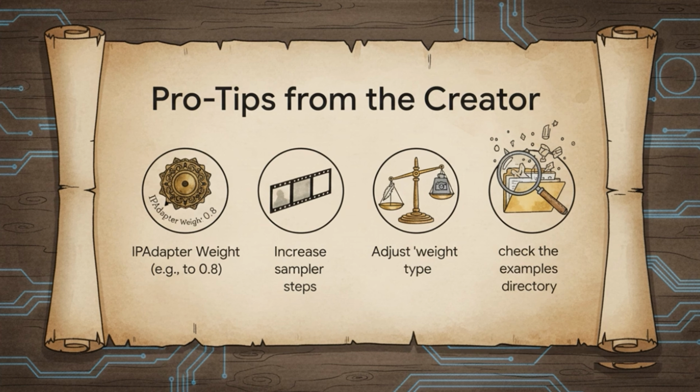Also, try bumping up your sampler steps. It can help the AI blend everything together more nicely. And if you find your image is ignoring your text prompt, go into the advanced node and mess around with the weight type. And I know I sound like a broken record, but I have to say it one last time. Before you go asking for help, please check that examples folder.